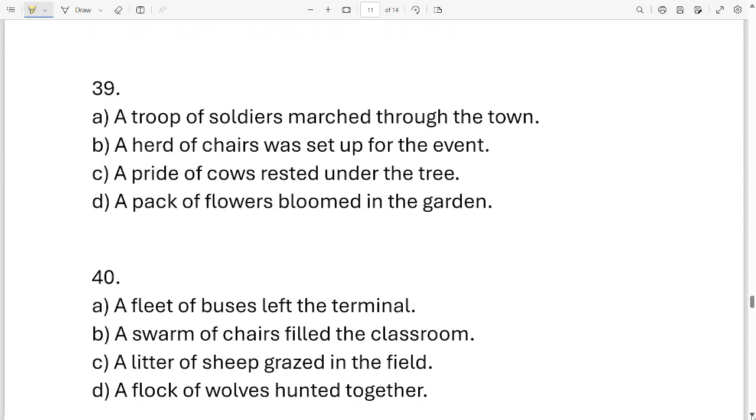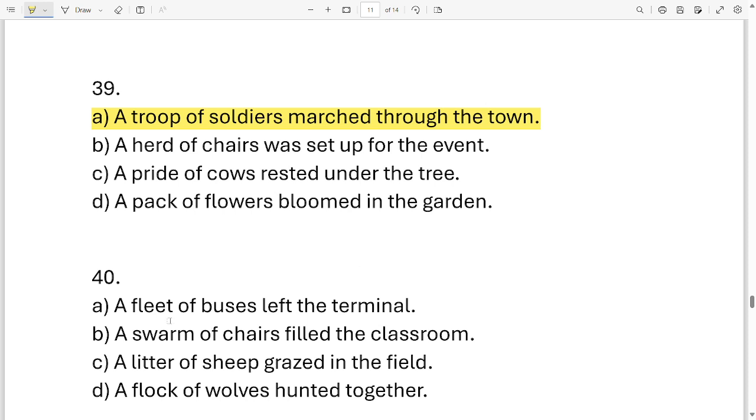Next question. Okay. A troop of soldiers marched through the town. A herd of chairs was set up for the event. A pride of cows rested under the tree. A pack of flowers bloomed in the garden. Out of these 4 options, which option has used the collective noun correctly? And the correct option is option A. A troop of soldiers marched through the town.